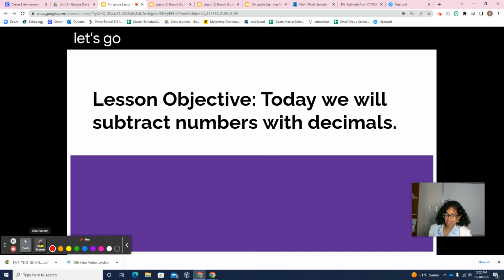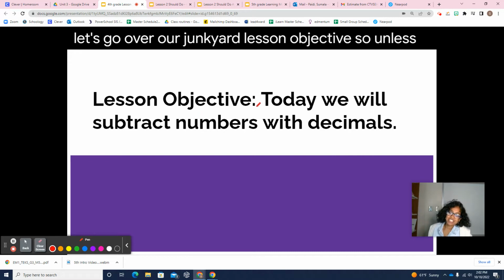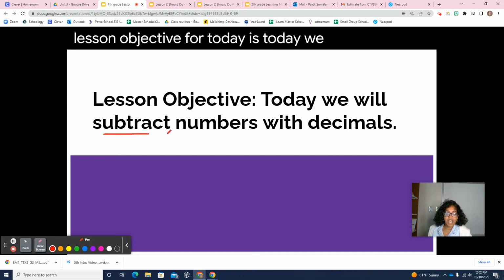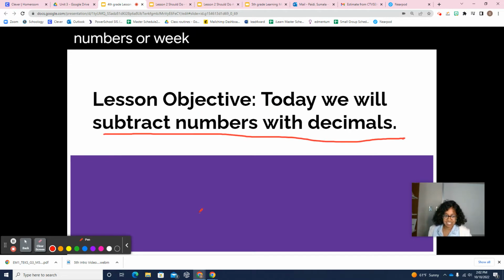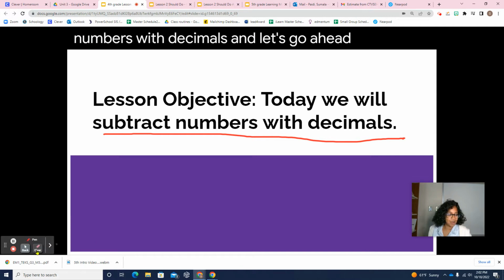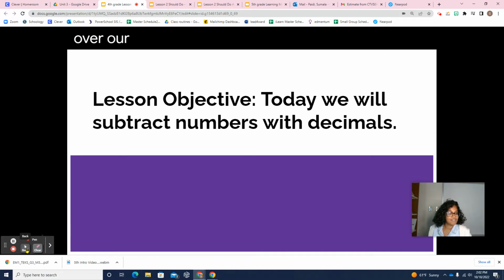So let's go over our lesson objective. Our lesson objective for today is: today we will subtract numbers with decimals. And let's go ahead and go over our vocabulary.